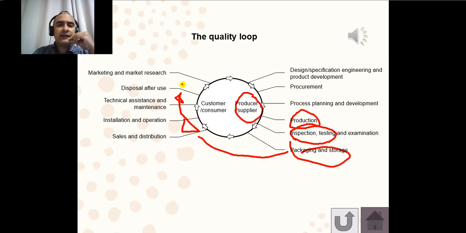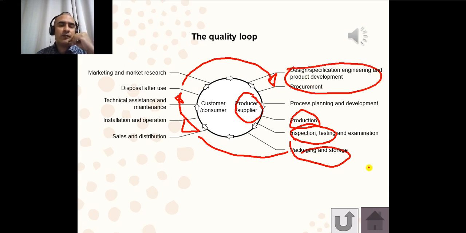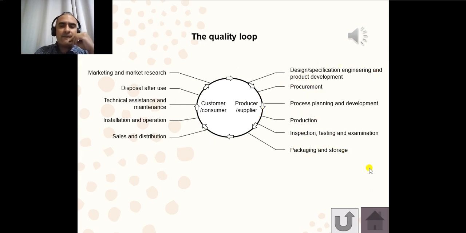So in this case, this is where we have a completion of the loop, because once the consumer starts to get more of your products, we have higher sales, and then of course we can have higher investment into the design, specification, engineering, and the product development. We can engineer products that are of higher quality that can meet the consumer demands. Very good. So now let's go back.